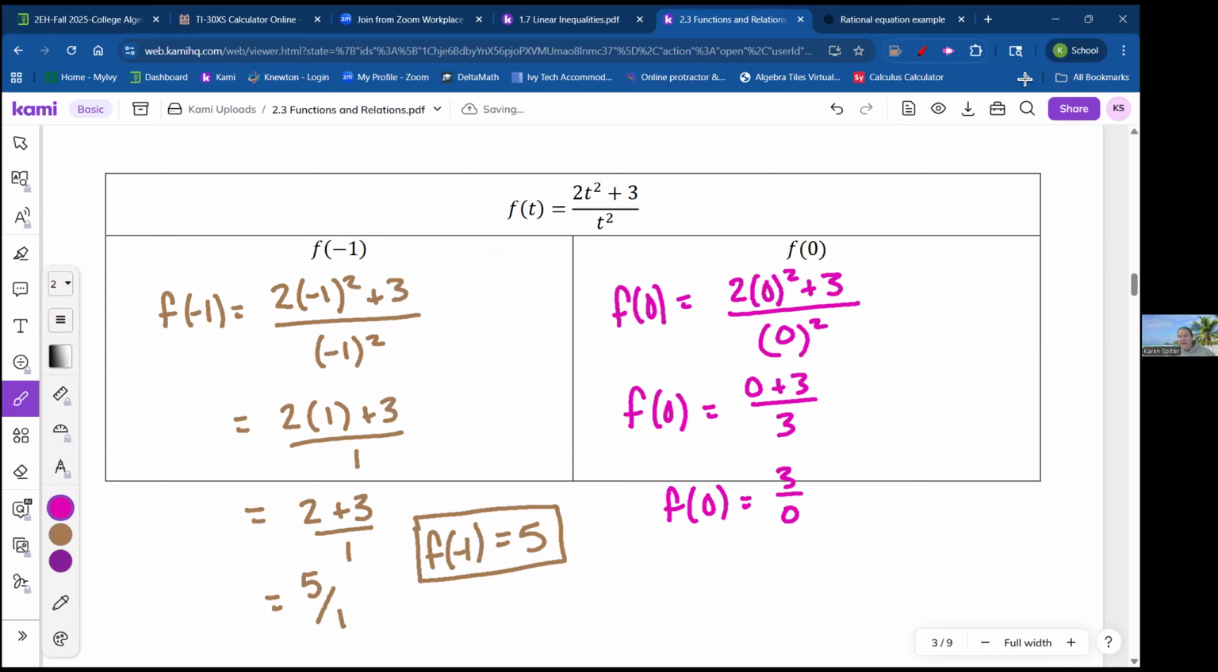Can I do this? Can I have 0 in the denominator? No, you can't. So your answers are going to be no solution, undefined, empty set, anything like that. I'm just going to put that guy right there. No solution, undefined, whatever you want to call it. Remember, you cannot have 0 in the denominator. Okay. Questions on the pink one?